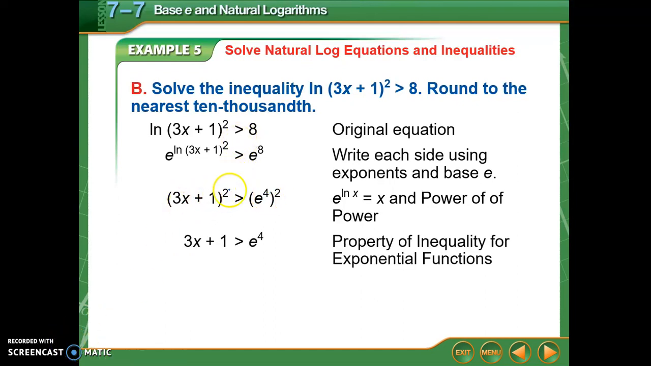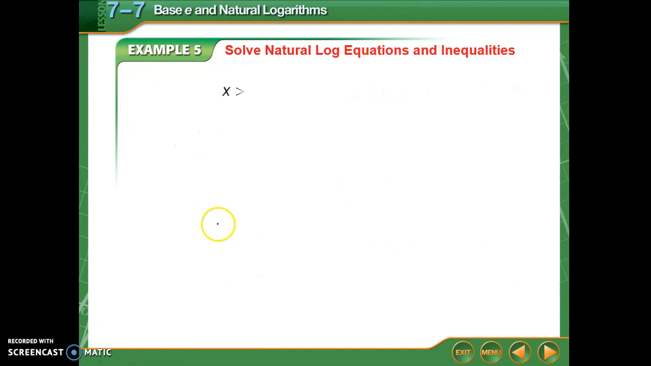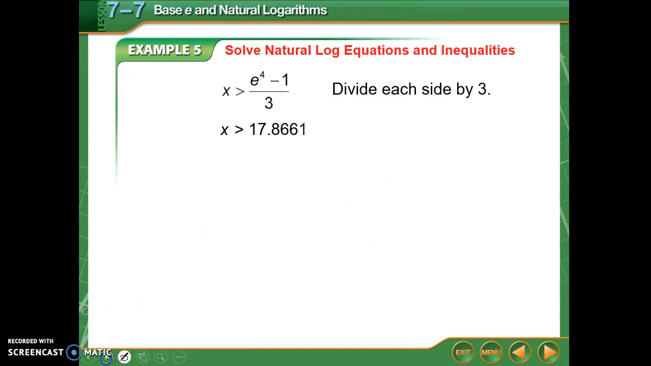Because if 3x plus 1 squared is greater than e to the 4th squared, what's inside the square, or 3x plus 1, has to be greater than e to the 4th. Basically, we took the square root of both sides. Then we subtract 1 from both sides. Remember, e to the 4th is just a number. I'm still isolating the x. And then I divide both sides by 3. And then I would use a calculator to get this and round it to the nearest 10,000th.